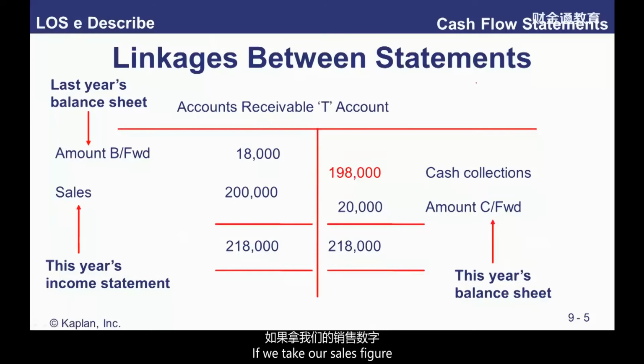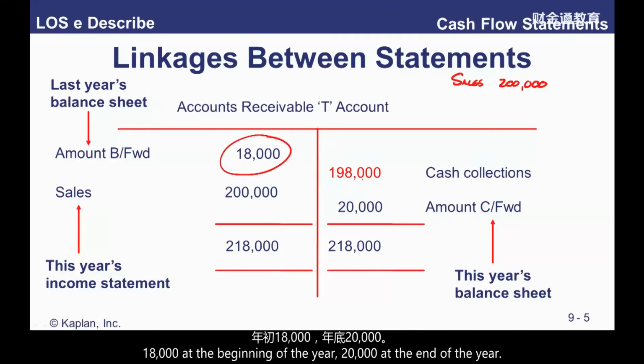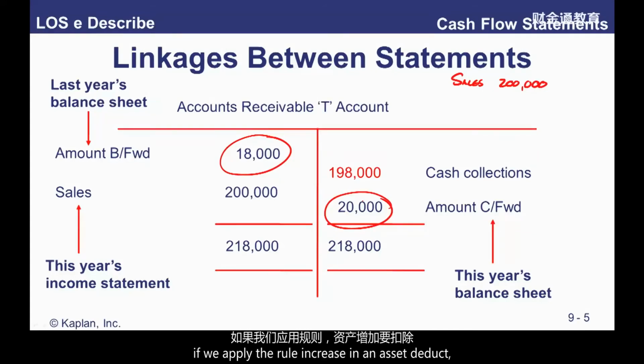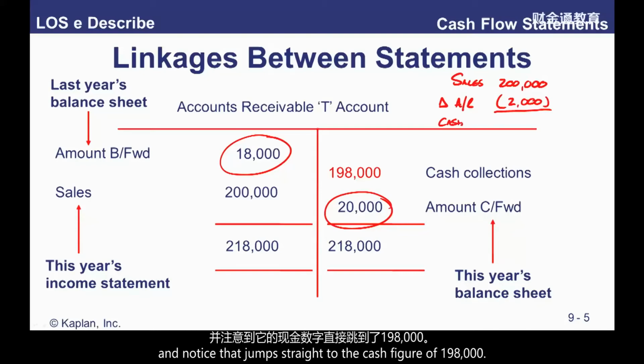If we take our sales figure, 200,000, and we look at the change in the balance sheet amount, 18,000 at the beginning of the year, 20,000 at the end of the year, so we've got a $2,000 change. If we apply the rule, increase in an asset deduct, decrease in an asset add, and we're going to see that rule again a little bit later. So our change in accounts receivable, we've got an increase of 2,000, we'll deduct it. And notice that jumps us straight to the cash figure of 198,000.